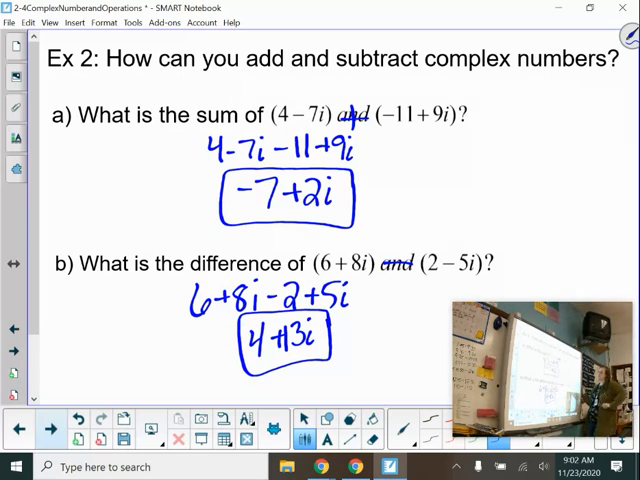So this is going to wrap up our first video. In the next video, we're going to focus on multiplication, and we're actually going to do some factoring with i. Factoring with i is very similar to factoring when you don't have an i. You'll see whenever we get to the second part how that's just slightly different.